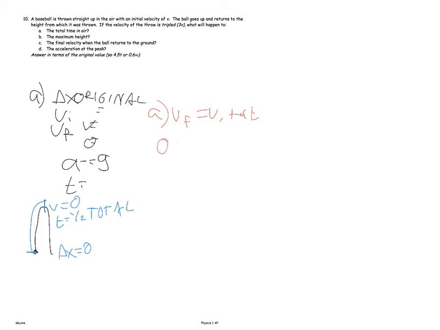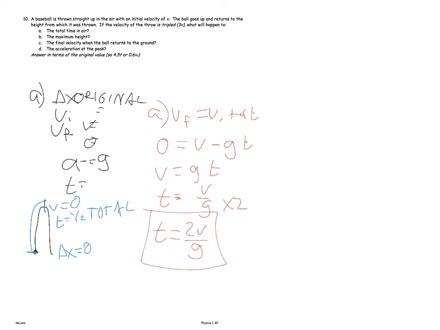So 0 equals V minus GT, which means that V equals GT. So my time in air, well, time to the peak, I should say, is V over G. Times 2 to get my total time in air, because remember it's symmetrical, that's half the total. I'm going to find that my total time in air is 2V over G.